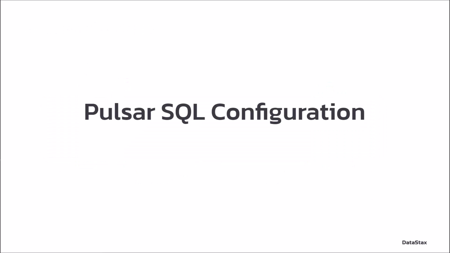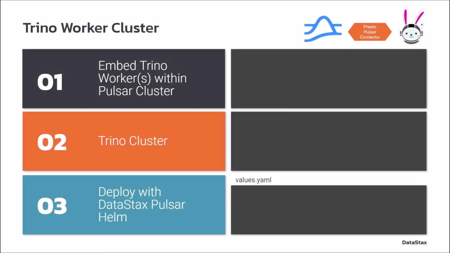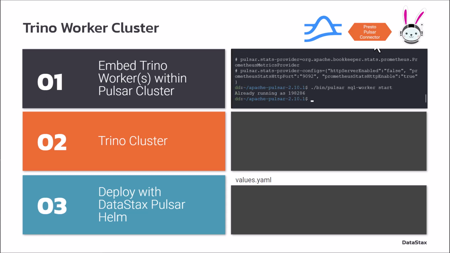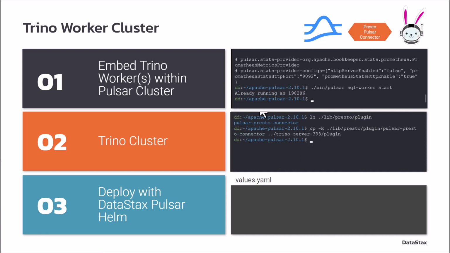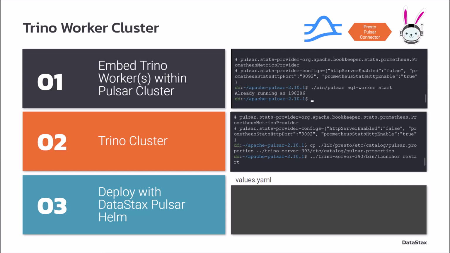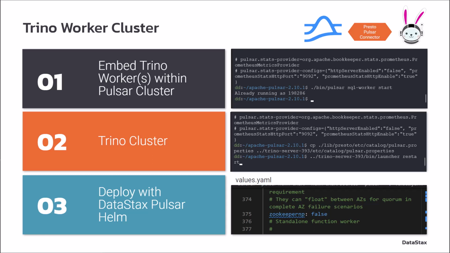All right, so how is this configured? Who are all the players here? You've got three options for getting a Trino worker cluster going. First, within the bin pulsar script, you can pass in the sql-worker command, and it will bring up an embedded Trino worker within the cluster. It also has some configurations and everything baked into it. So that's one way. You could also have a Trino cluster on your own. That's probably more reasonable for production. And then we're going to connect the two together with a configuration file that we'll talk about in just a minute. Or the third, probably my favorite, is DataStax. DataStax has a Pulsar Helm deployment. And within it, you can just set the number of Presto SQL workers, and it will take care of configuring everything and getting it going.